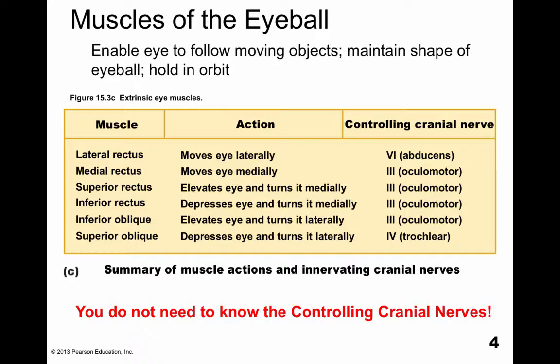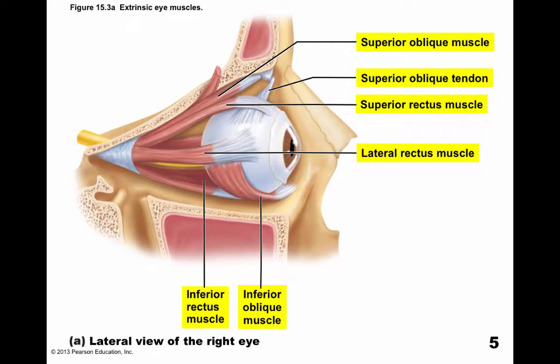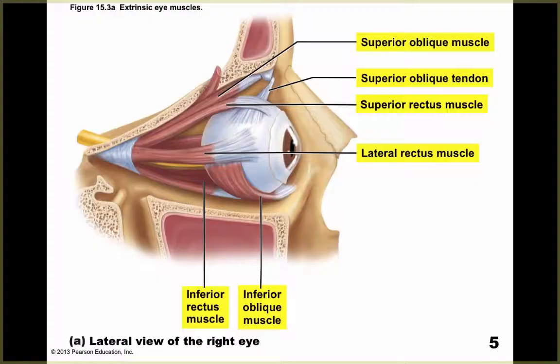Note that you don't need to know the controlling cranial nerves here. We will talk about the different cranial nerves later and how they're important, and you will need to know them. But just as of right now, it's not important that you know specifically which muscle is controlled by which cranial nerve. You will need to be able to label the muscles and know their muscle actions. So let me go to the next picture so that we can look at the eye a little better and talk about their movement.